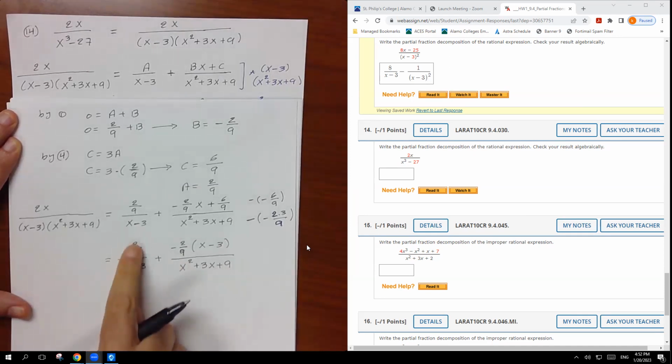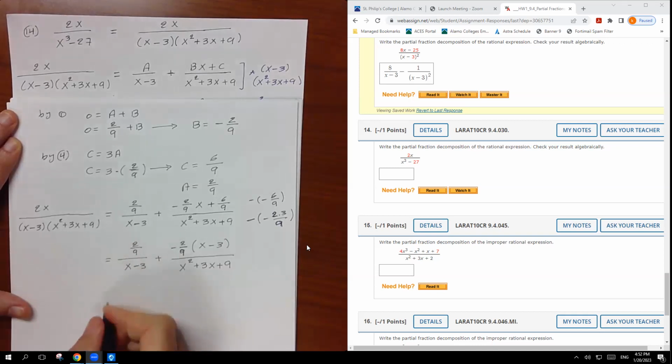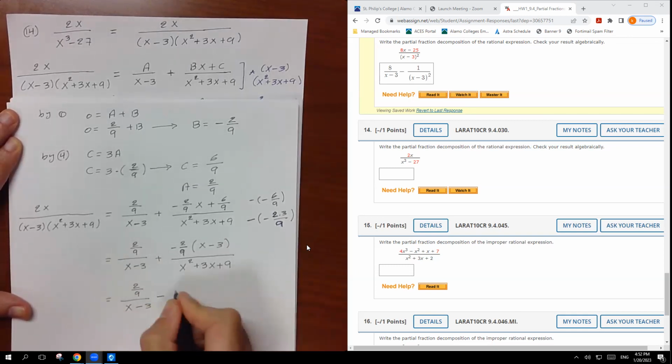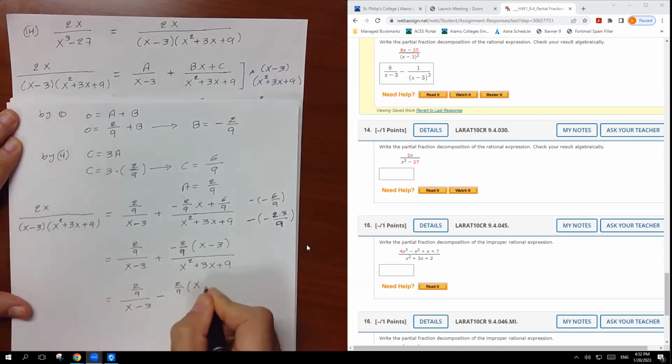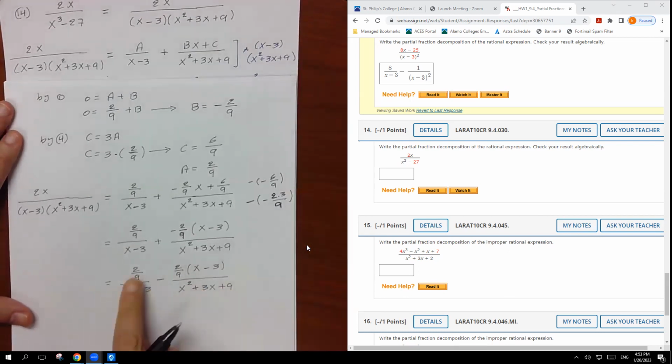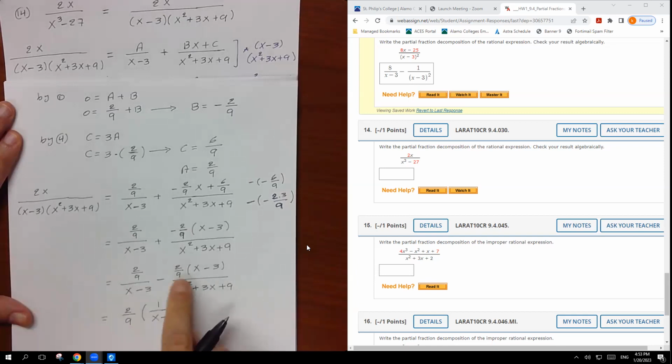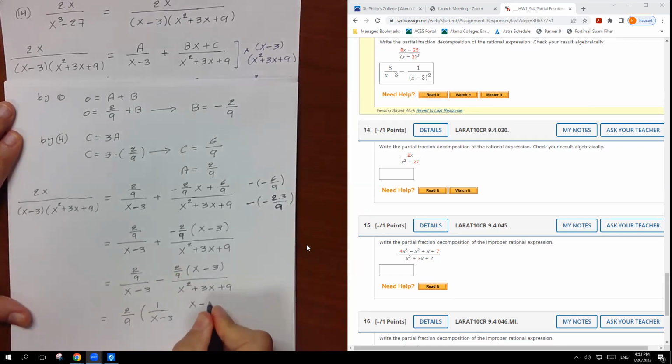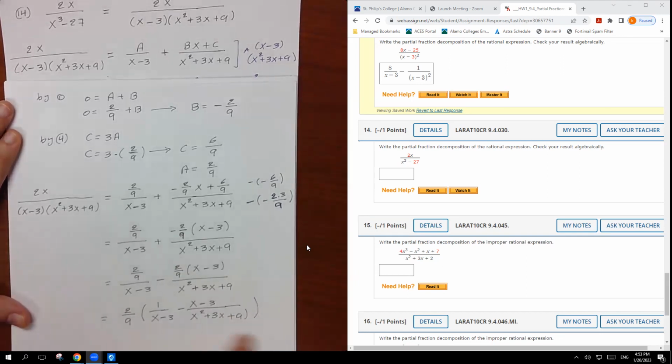Now take the common here, 2 over 9, negative times positive is going to be negative. That means this one is going to be 2 over 9 over x minus 3 minus, here is 2 over 9, and here is x minus 3 divided by x squared plus 3x plus 9. Now let's take the common between these two terms, which is 2 over 9 out. So this one is going to be 2 over 9, and the left here is 1 over x minus 3, because we can take this one out, and here we can take this one out. So the left is just x minus 3 over x squared plus 3x plus 9. That's the answer you can plug in here.